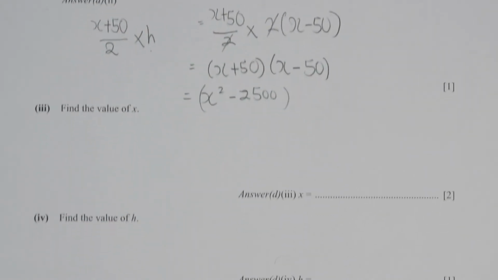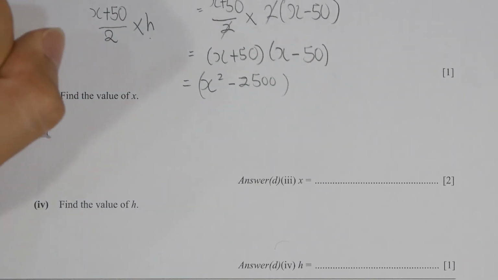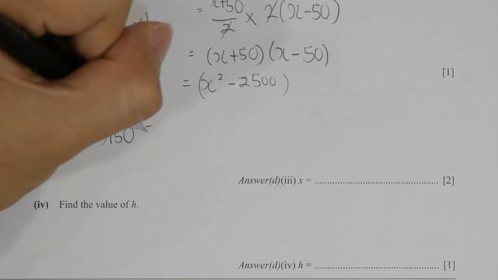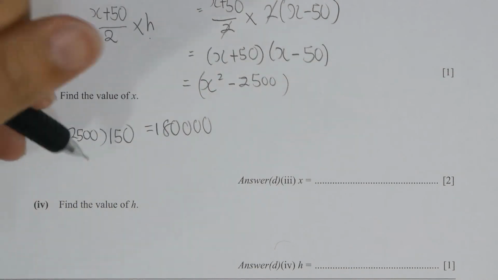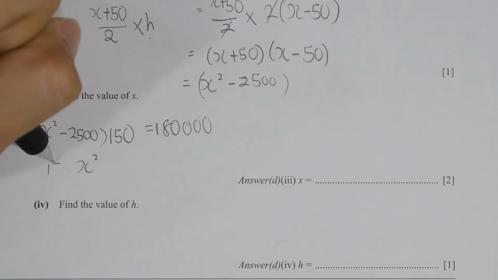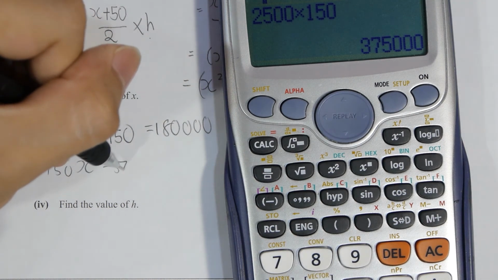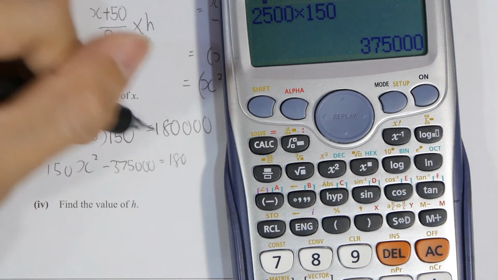So find the value of x. So substitute the x squared minus 2500, okay, multiply it by 150, then you will get the result of 180,000. So by doing the shifting, your x value will actually be 60.83.